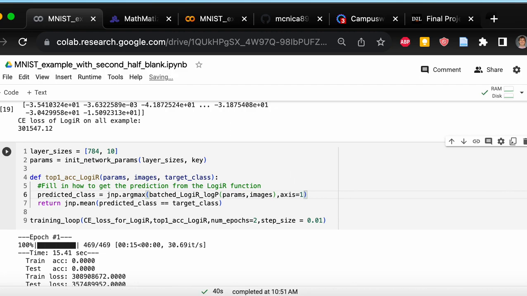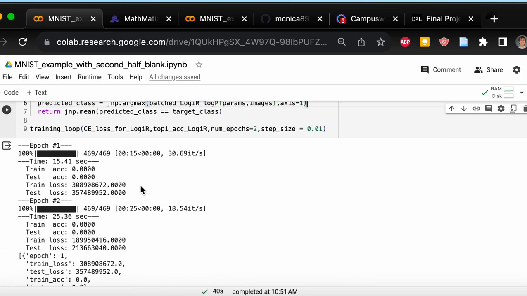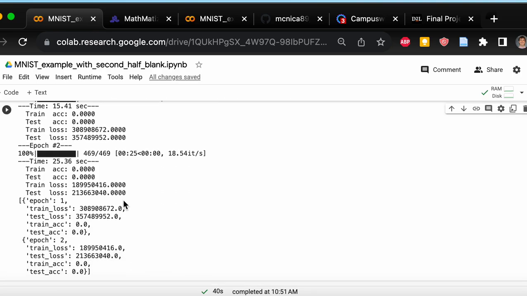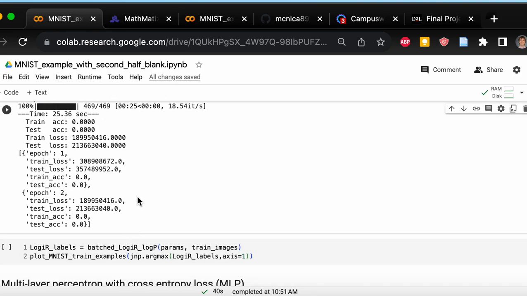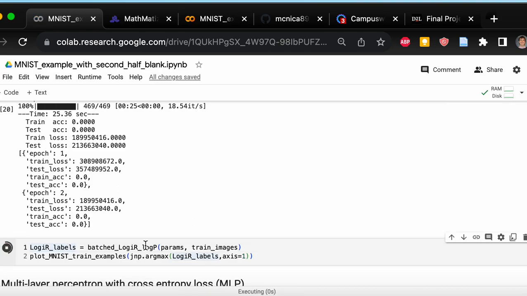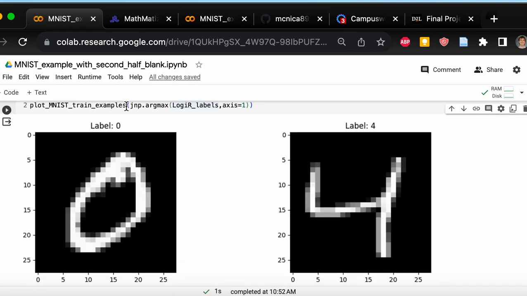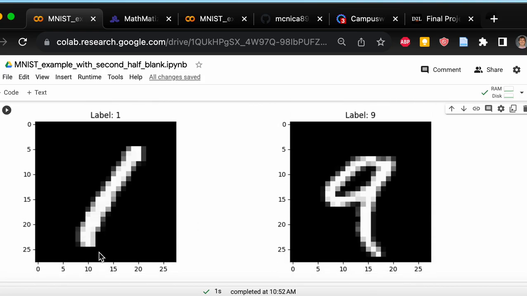Okay, so there's this. So far, everything will work. We have the cross entropy loss, and everything is working. So here is the train loss, here is the test loss, and it's adding everything up. Okay. And then let's see how it's doing. So it thinks this one is a 0. It thinks this one is a 4. It thinks this one is a 1. And it thinks this one is a 9.